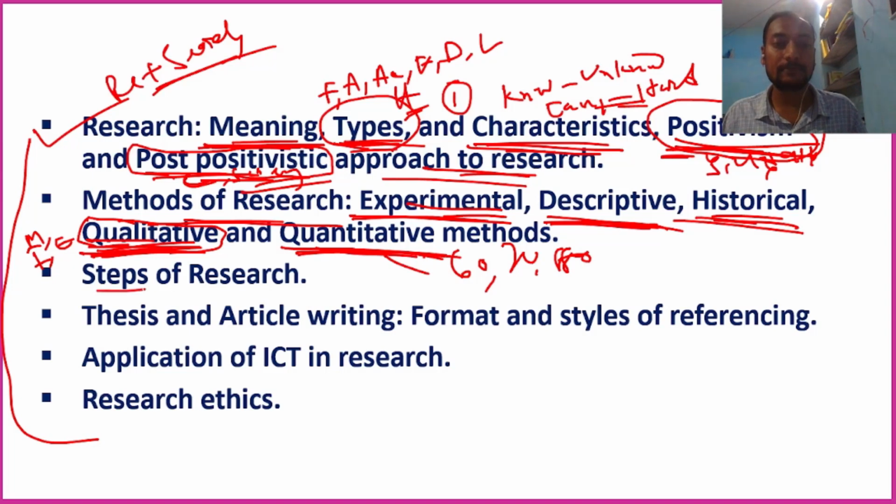Then the steps of research are explained here. Different steps are there. For example, first you find a research problem. Then you can go for the review of literature, then hypothesis formation, and different processes. We will be looking one by one at the 7-8 steps that are there.